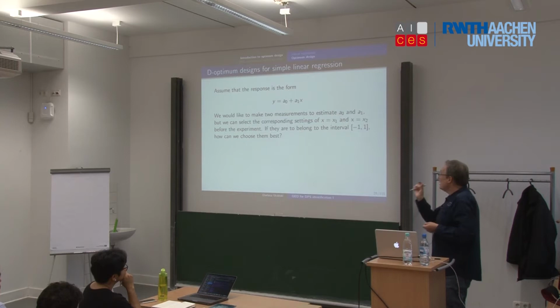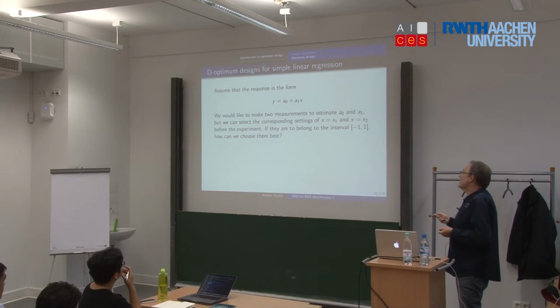But our experimental budget consists only of two measurements. So we can only take two measurements. We want to do it best. Best means we want to achieve the highest accuracy in estimating A0 and A1. So we have to design two settings of X, and then we take observations Y corresponding to these settings, and then we estimate, we fit a line. In this case, we just draw a line through the two points.